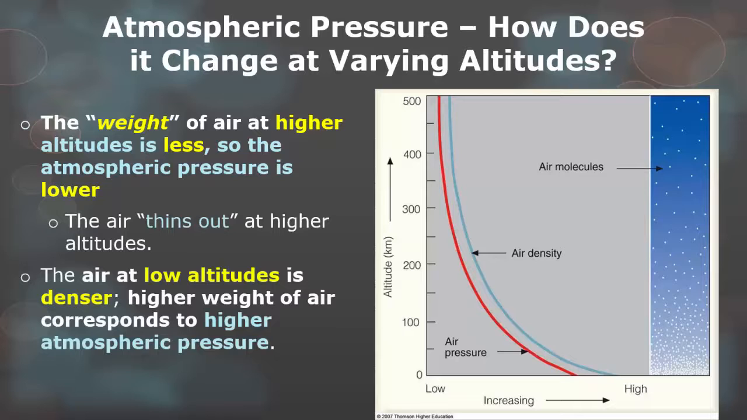As you go higher, the air thins out. But as you go lower and lower into the earth, the air is going to become more dense. The reason why is that there's more air above it pushing down, which we call a higher atmospheric pressure. So if you're in a low-lying area, you're going to have a high air pressure. But if you're on the top of a mountain where there's very little gas, you have a low atmospheric pressure.